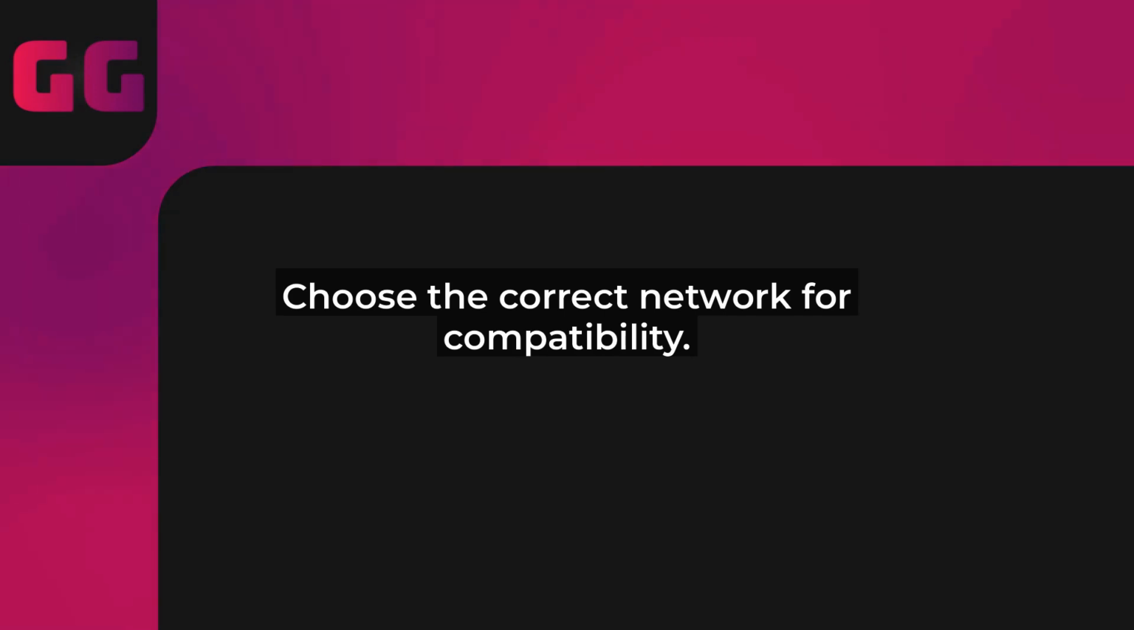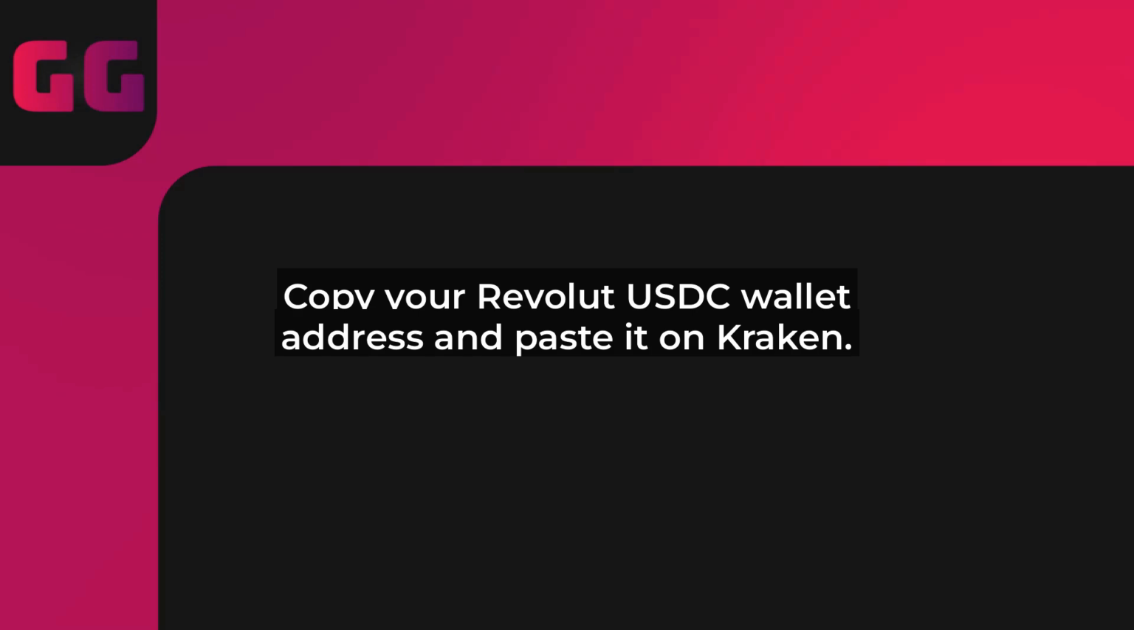Step 2. Get your Revolut wallet address. Open the Revolut app, go to the crypto section, and select USDC. There should be an option to deposit or view your wallet address. Copy that address carefully. It's a long string of letters and numbers, so no typos allowed. Paste this address into the withdrawal form on Kraken.